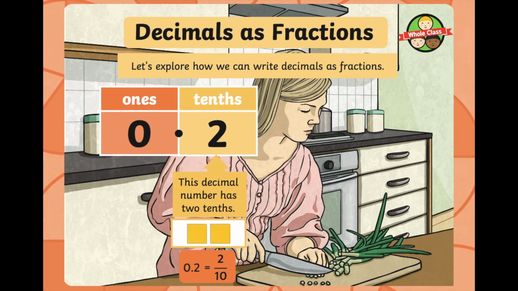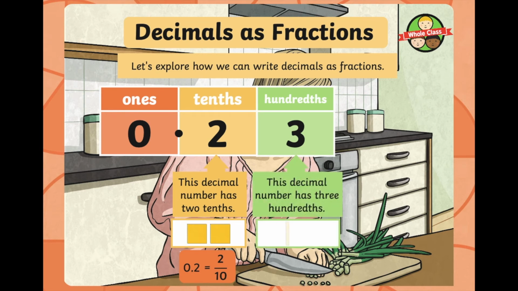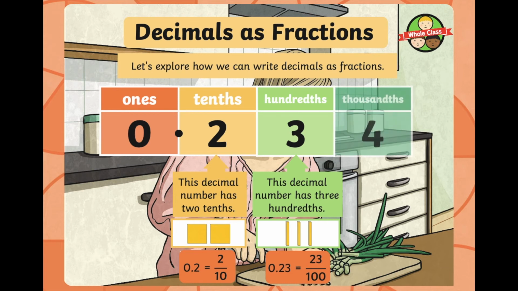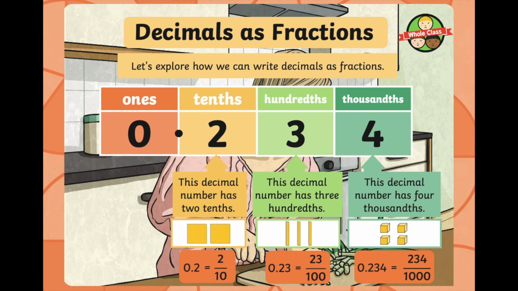This number has 2 tenths, which is 2 over 10 as a fraction. It now has 3 hundredths. So we've got 23 over 100 as a fraction. It now has 4 thousandths added onto it, so that would be 234 over 1,000.